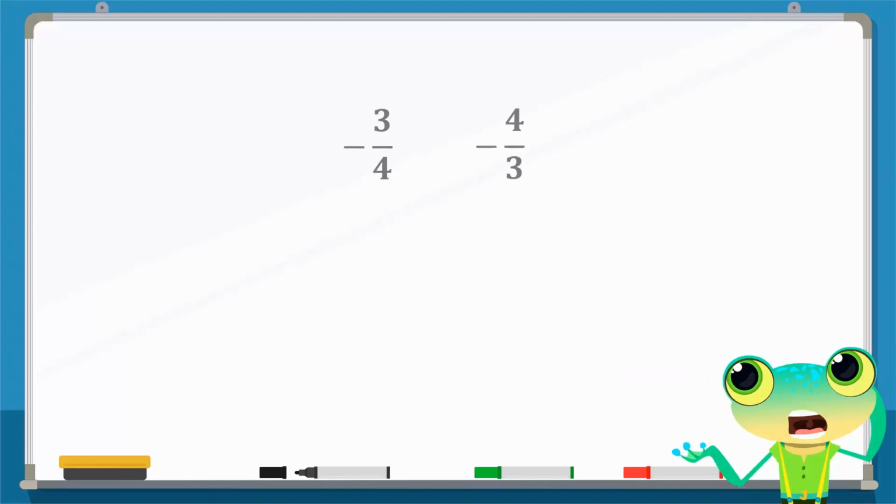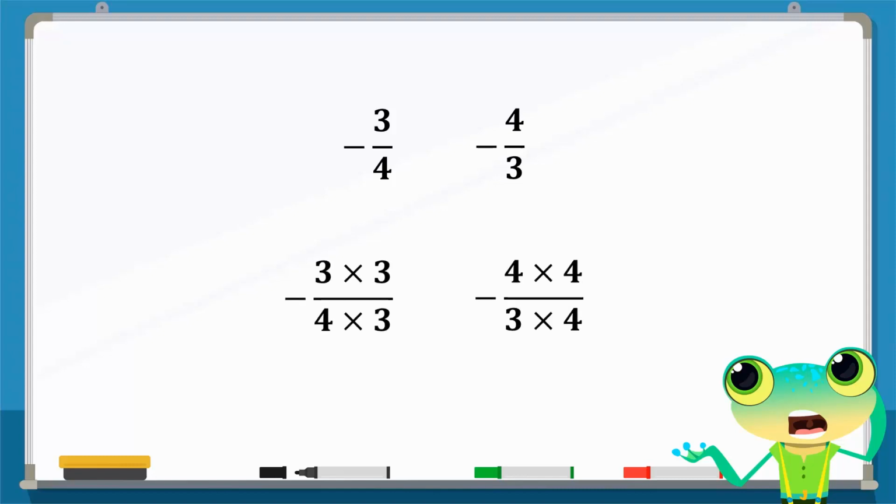So what about this case, when both the fractions being compared are negative? Since the denominators are not equal, we will first take their LCM and express the fractions as follows. Now, we'll simply compare their numerators. With negative numbers, remember that the larger the digit, the smaller the negative number. So, the fraction minus 3 over 4 is greater than the fraction minus 4 over 3.